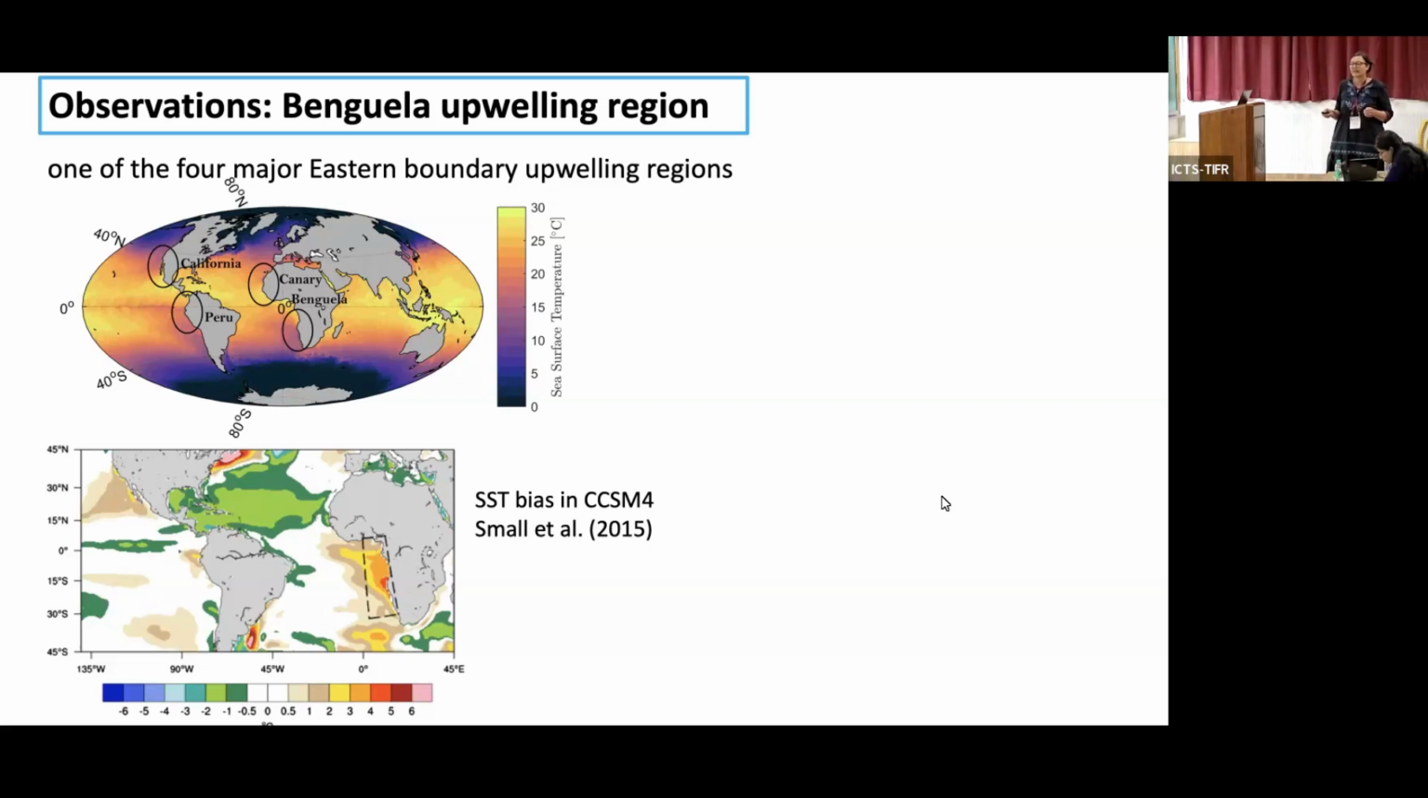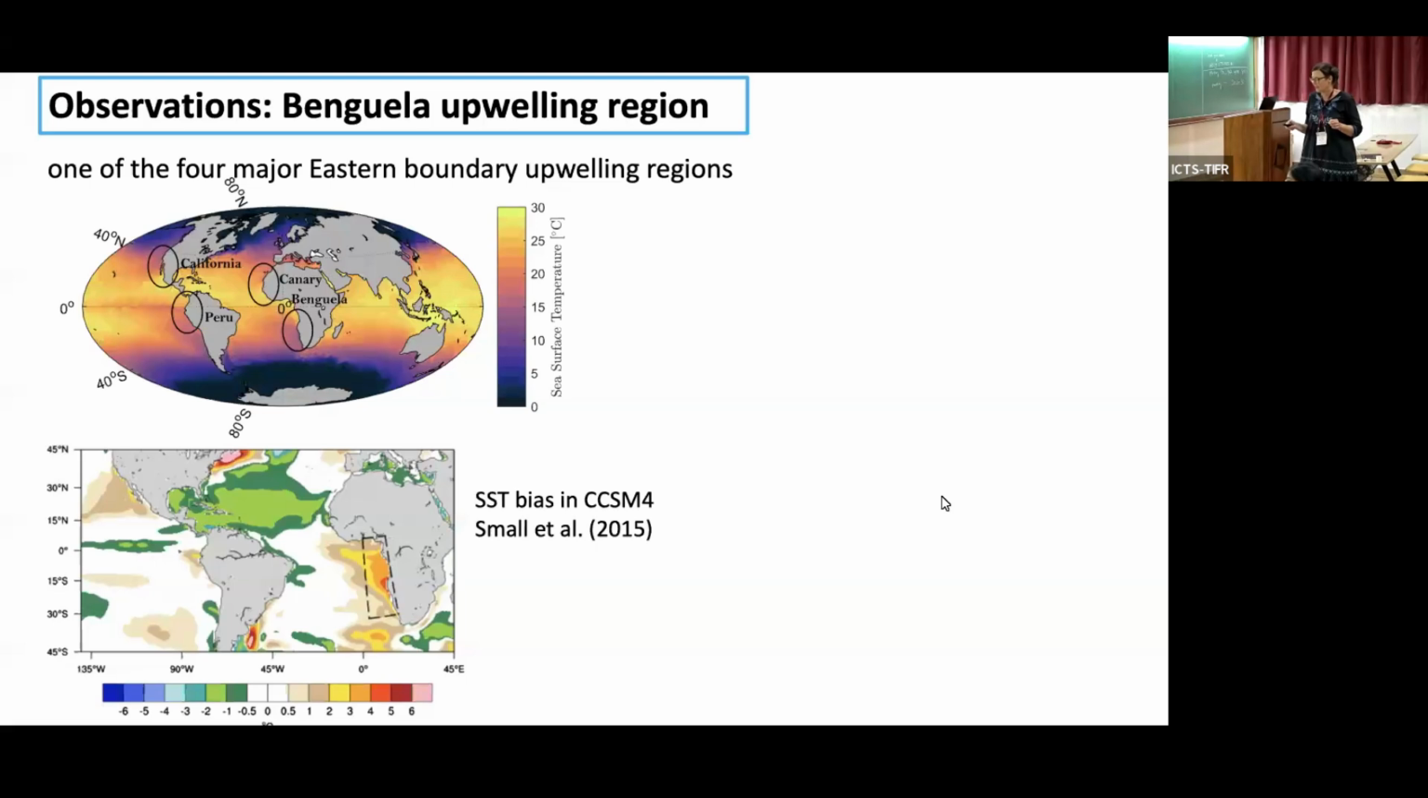Here is one example of a study with CCSM4, a global coarse resolution climate model, that shows that there is an SST bias in these upwelling regions. And the SST bias is particularly large in this Benguela upwelling region.